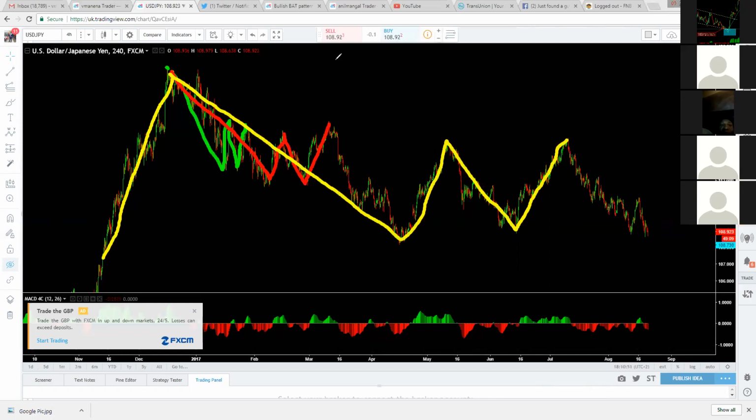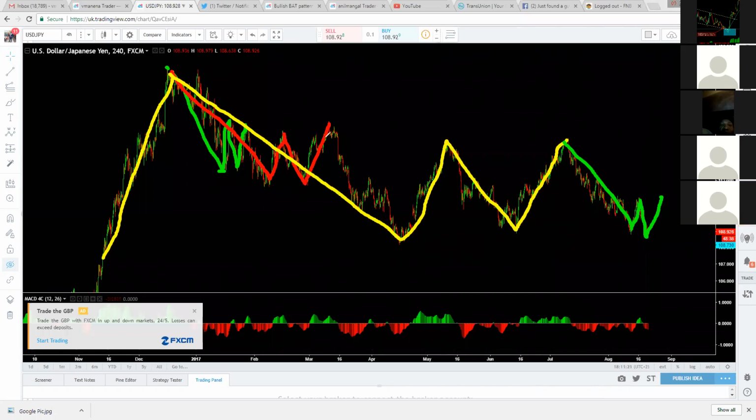Let's use green. We see that we've got the green here and then here. So what do we anticipate will happen here? And you can see that all these corrections that we're getting after the impulses, these are regular flats. You can see it's a regular flat. It does not break the extreme of the impulse. It ends at the area of the start of wave 1. Same thing. This is the extreme of the impulse. It is not broken. It just reverses there.